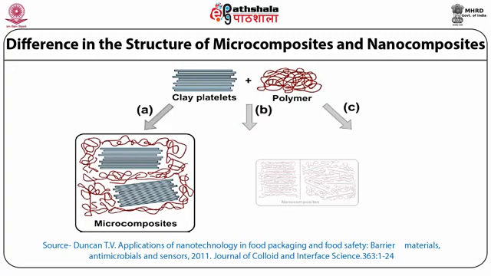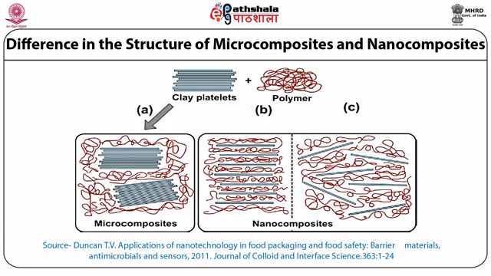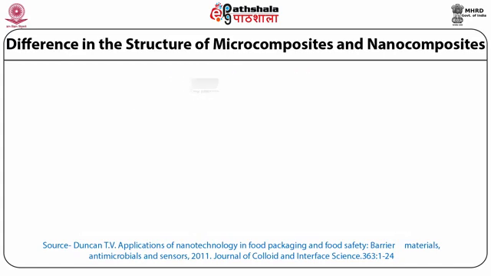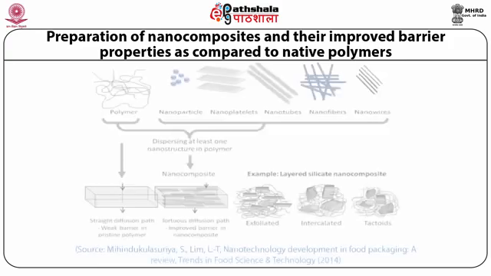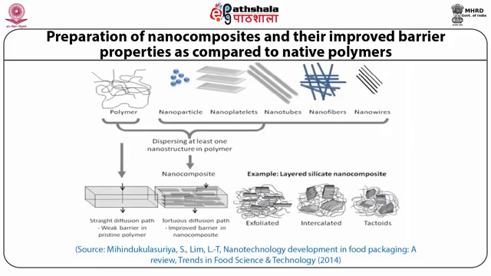If there is gas barrier, there will be limited gas barrier in the microcomposite vis-a-vis the use of nanocomposites, wherein their impregnation into the polymer matrix renders a heightened surface area, which will improve the barrier properties of the composite film. The image shown depicts the preparation of nanocomposites and their improved barrier properties as compared to native polymers.